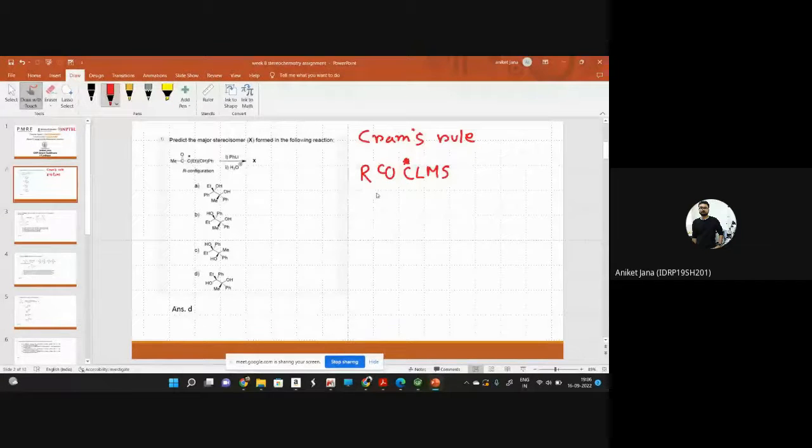Okay, so let's start with this example: a carbonyl group is there and adjacent to the carbonyl there is a stereocenter. Cram's rule says that the attack of the nucleophile on the carbonyl carbon will occur from the less hindered side, and the carbonyl group is flanked by the medium and small groups. Let us illustrate with this example. We will draw the Newman projection of this molecule.